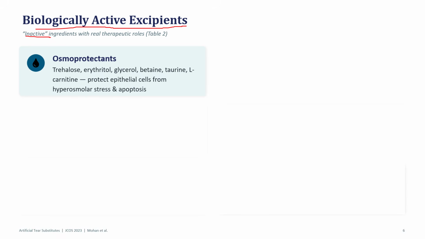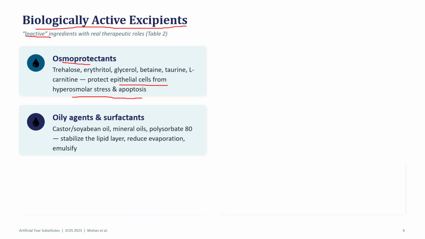Now, the inactive part, which are called biologically active excipients, are of various kinds as we have discussed previously. First one is the osmoprotectants. What are osmoprotectants? They protect the epithelial cells from the hyperosmolar stress and apoptosis, like trehalose, erythritol, glycerol, betaine, taurine, and L-carnitine. The next group are the oily agents and surfactants. These are castor oil, soybean oil, mineral oils, and polysorbate.